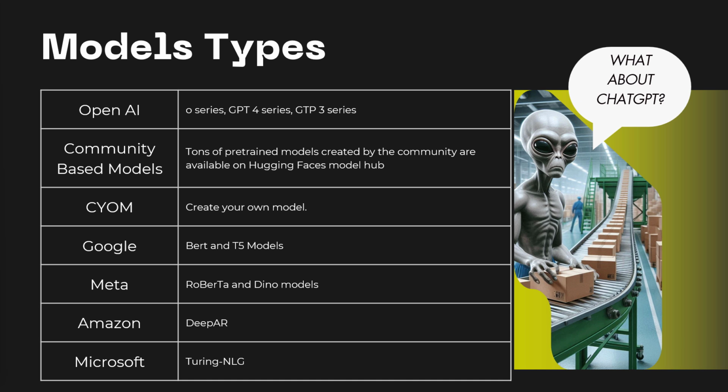Cool. So next up, you have the various model types available from Google. That includes BERT and T5 models. Meta produced the Roberta and Dino models. Amazon has produced the Deep AR model. And finally, Microsoft has the Turing NLG model. Like the alien on the right, you might be wondering, how does ChatGPT fit in this picture? Well, ChatGPT is primarily an interface that leverages models on the back end produced by OpenAI.